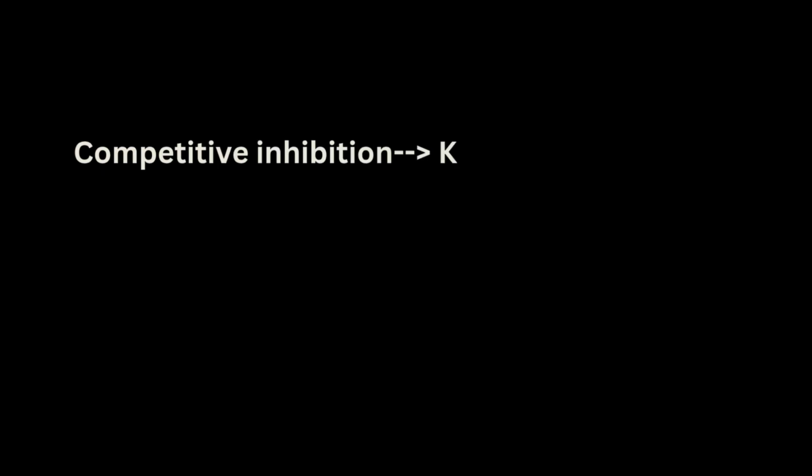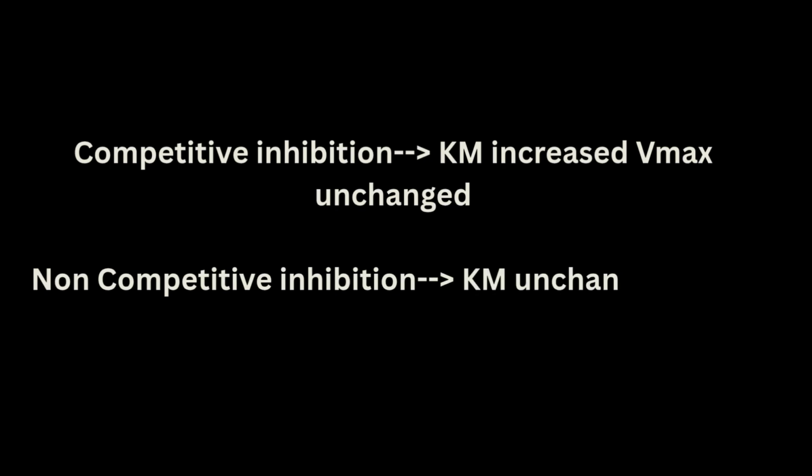So in competitive inhibition, Km is increased and Vmax remains unchanged. And in non-competitive inhibition, Km is unchanged and Vmax decreases.